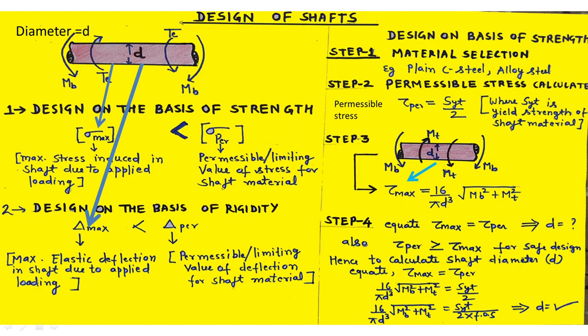Now if we incorporate the factor of safety in the design, then you can divide the yield strength in tension by the factor of safety also. That is, the permissible value of stress can be obtained by dividing it by the factor of safety. Here I have incorporated the factor of safety, and when you equate it with the tau max, that is 16 by pi d cube times the square root of MB square plus MT square, then everything is known in this formula except the diameter, so the diameter can be calculated using this relation.